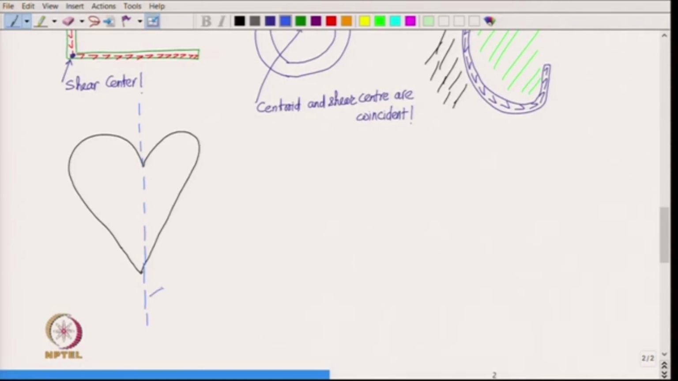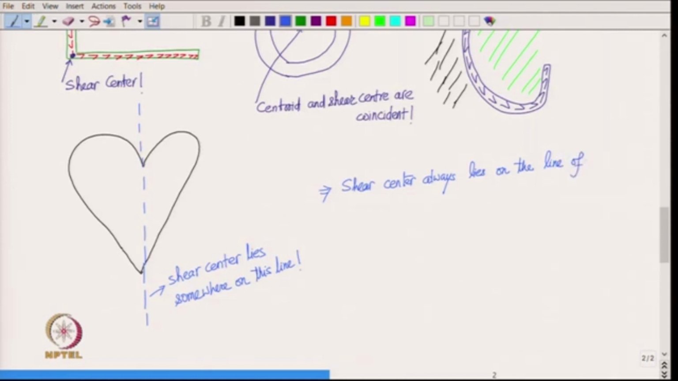Okay. So, shear center lies somewhere on this line, and the take home message basically is that shear center always lies on the line of symmetry of the cross section.